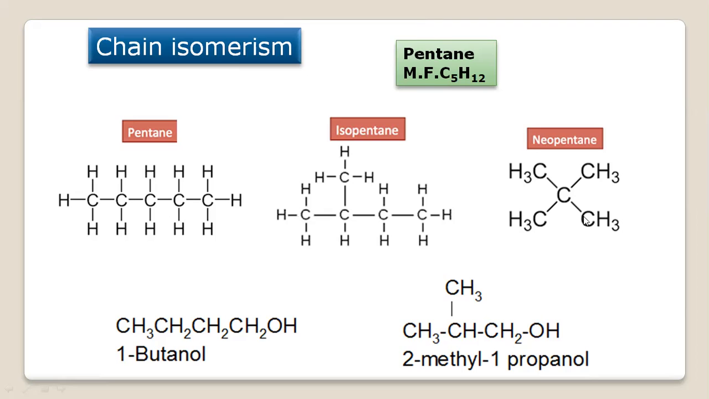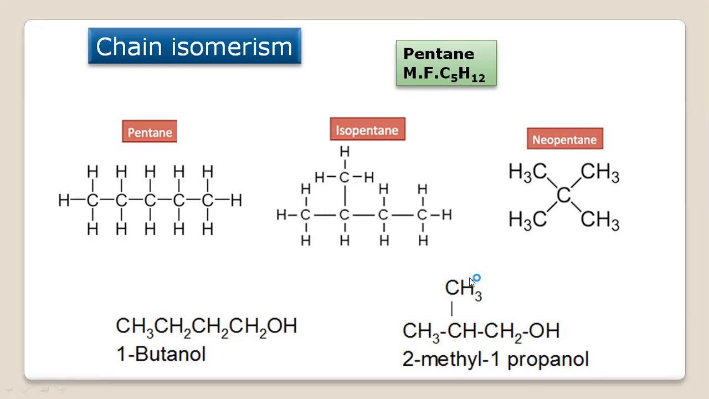So all of them have the same molecular formula C5H12, but they are represented by different structures due to the change in their chain. One is a straight chain, one is branched. Here a single methyl group is in the branch, and here two methyl groups are branched. So these are called chain isomers of each other.